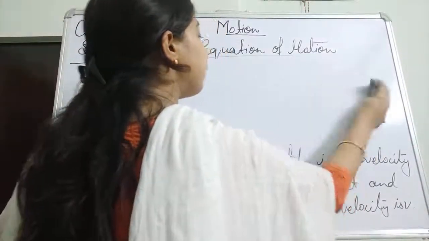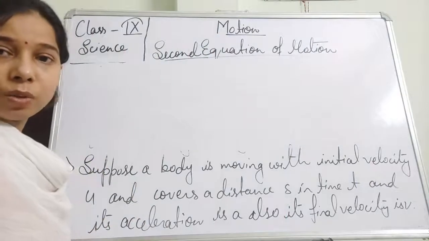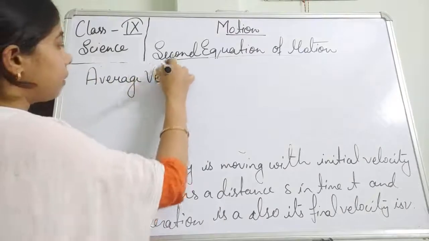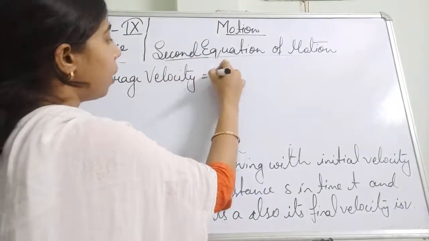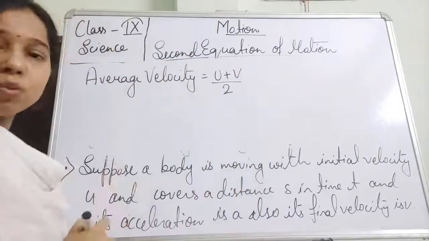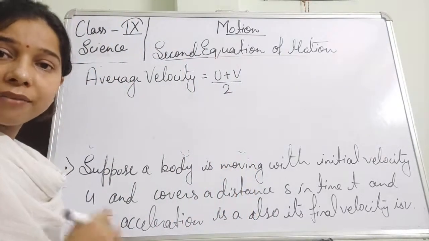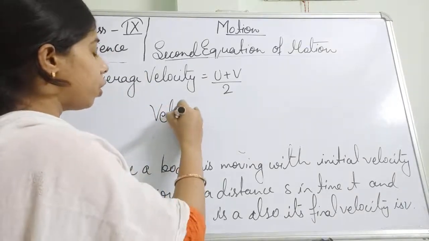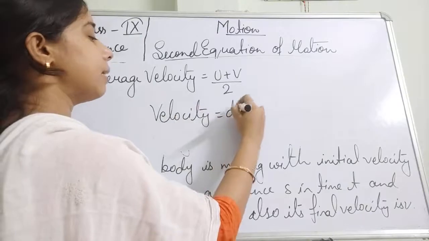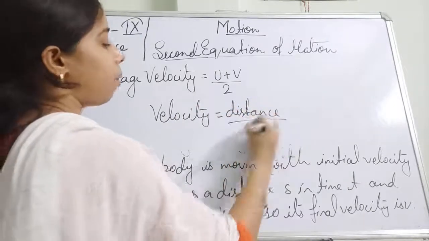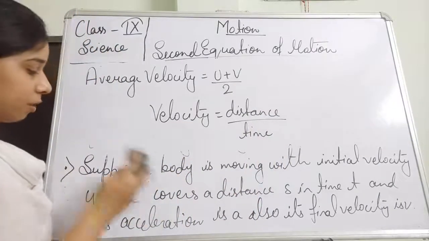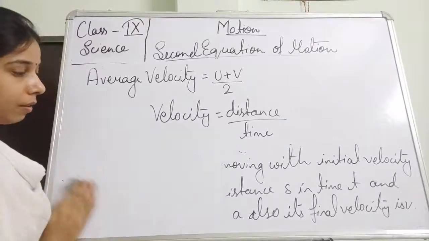So the distance traveled, we can find it with the help of the average velocity, and average velocity is represented by (u plus v) upon 2. Okay, this is the average velocity. And about velocity, we know that velocity is equal to distance travelled upon time. So if we have to find the value of the distance travelled, how are we able to find it?